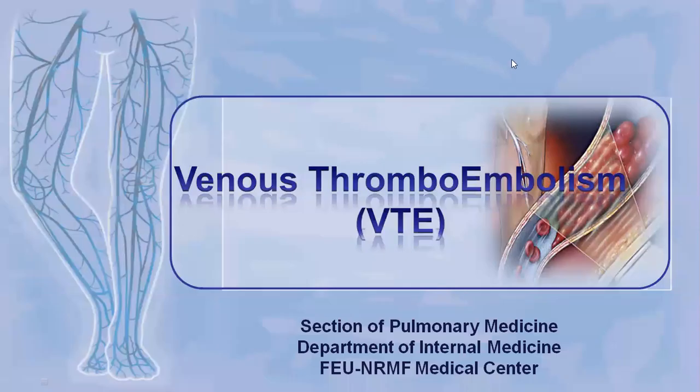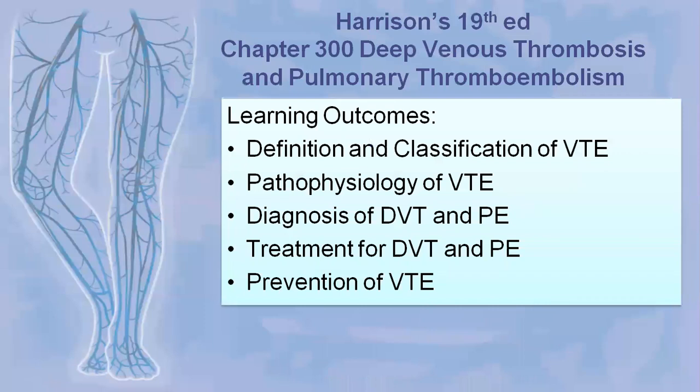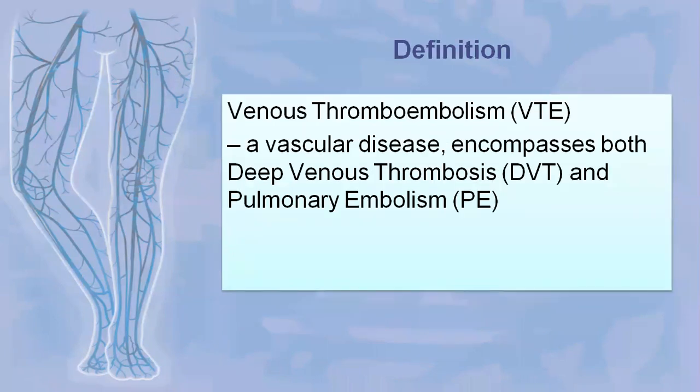Our topic for this session is venous thromboembolism. The learning outcomes are as follows. So first, we will define and classify venous thromboembolism, discuss the pathophysiology, discuss the diagnosis, treatment, and prevention.